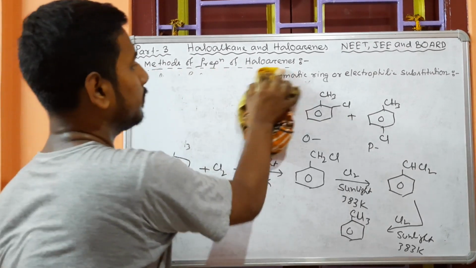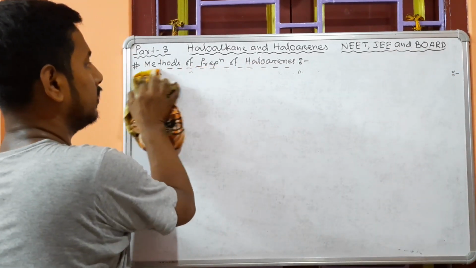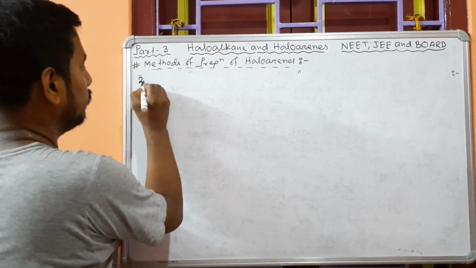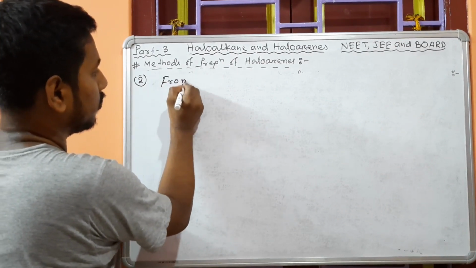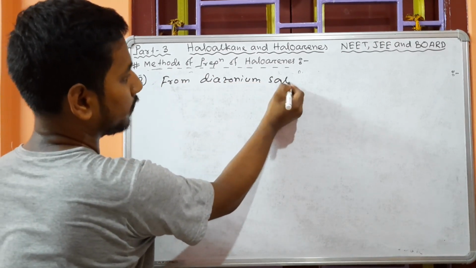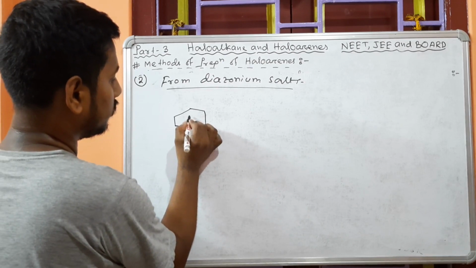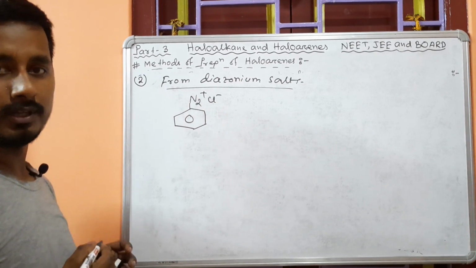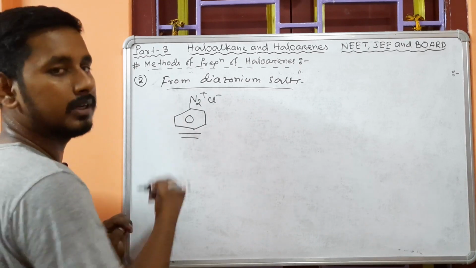Now for the second preparation, that is from benzene diazonium chloride, or from diazonium salt. So diazonium salt means benzene diazonium chloride is actually the diazonium salt, that is N2+ Cl−. This is benzene diazonium chloride. So how can you prepare this? First of all, you have to know how to prepare this.